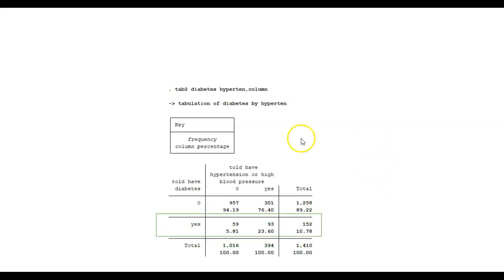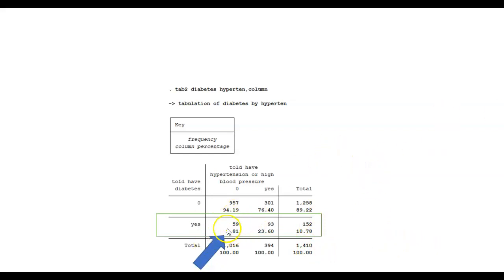So let's look at what percentage of people are told that they have diabetes. If you wanted to look at this, you need to type in comma column. You could also type in comma row to get the information for high blood pressure. In this case, we can see that 10.78% of people surveyed were told that they do have diabetes. It's 152 people out of the 1,410 people.